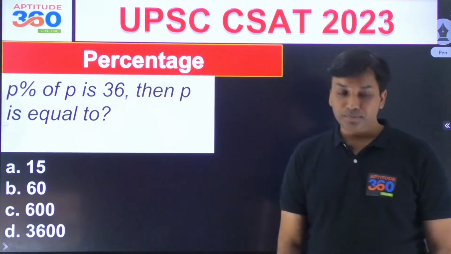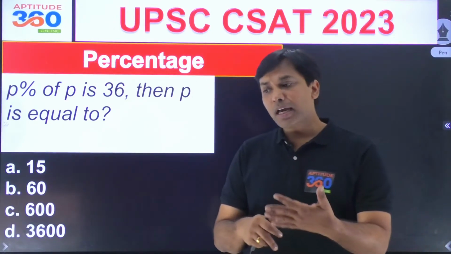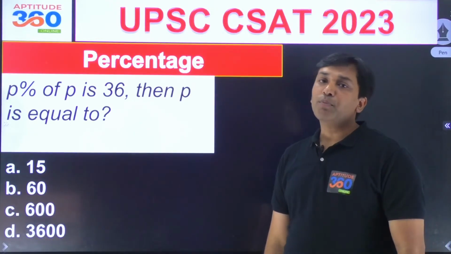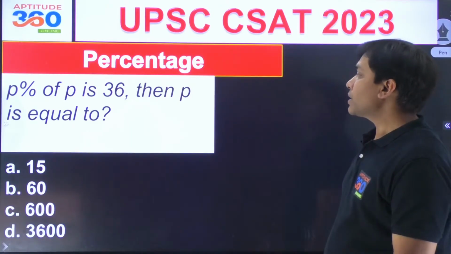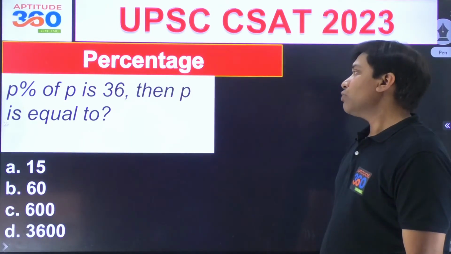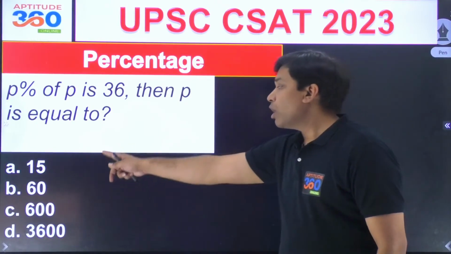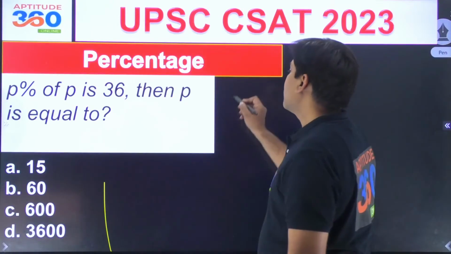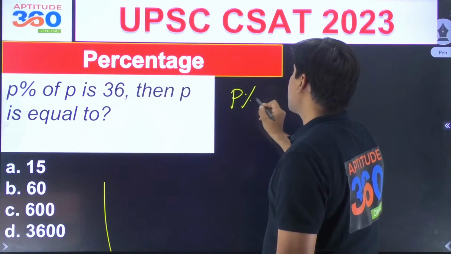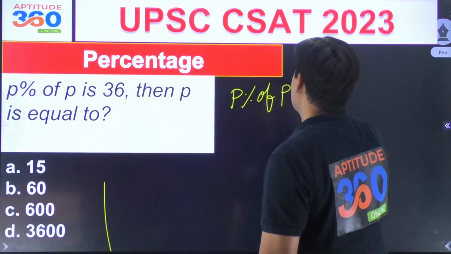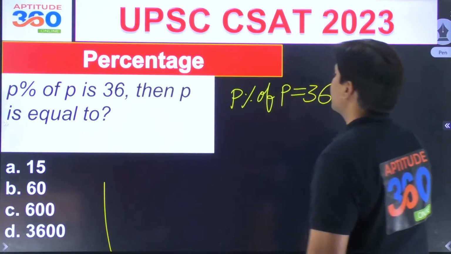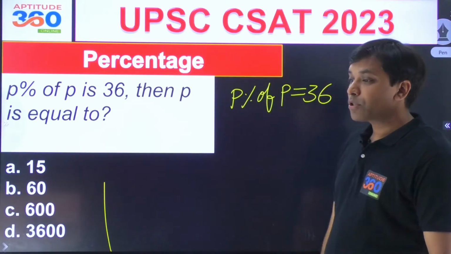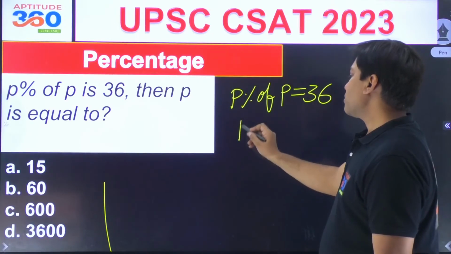We'll start with the simpler problems and then in the next 10-15 minutes we'll start doing better problems. So the problem is p% of p is equal to 36 and I need you to find out p is equal to which of the following? Muskan is getting the right answer. Everybody is getting the right answer. B is the answer, so p upon 100.